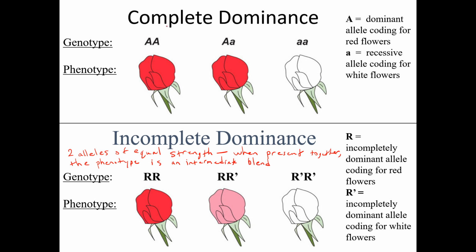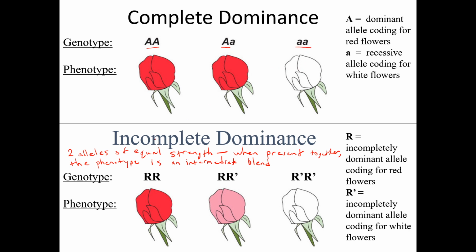So up here we have complete dominance first for flower color. So we're saying A is the dominant allele coding for red flowers, capital A, and then small a is the recessive allele coding for white flowers. So two of the dominant, or just one of the dominant, still red flowers. The red allele is dominant, shows itself. Now if you have both recessive, then it shows the white.